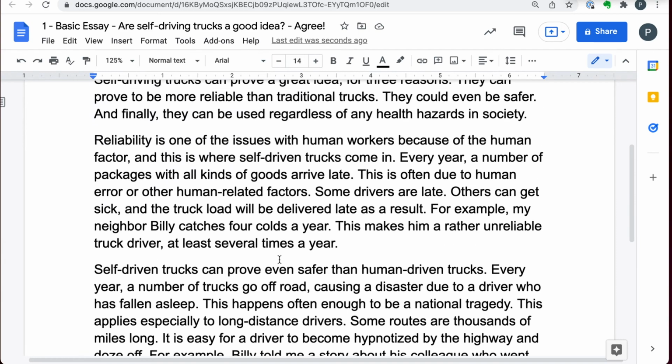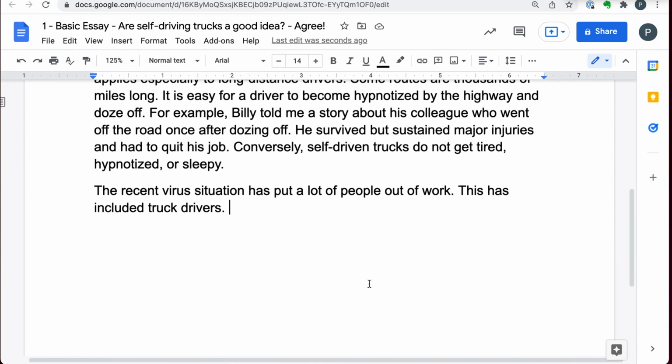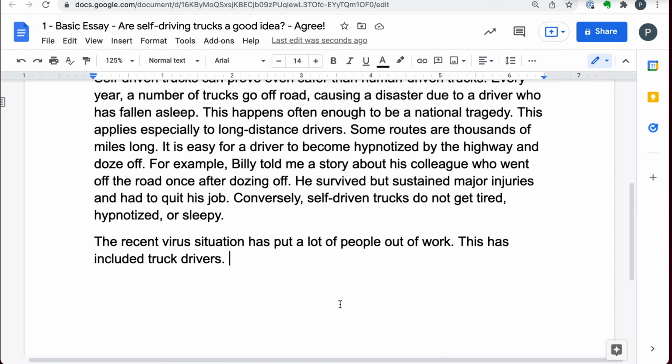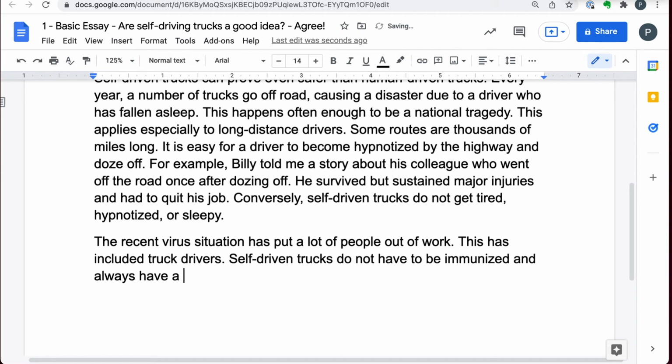So now, back to my point, health hazards. Self-driven trucks do not have to be immunized and always have a license to work. This makes them a highly available workforce.